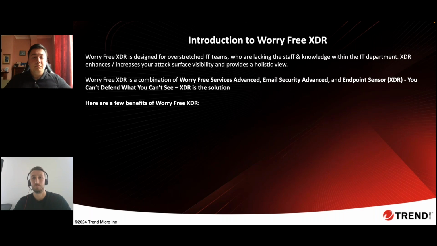So as mentioned, Worry-Free XDR is a combination of Services Advanced and the email piece, but also the XDR sensor. So the way I think of XDR and how it's a key solution to use is you can't defend what you can't see. XDR is the solution for that, because you have XDR sensors at different endpoints, whether that are mobile phones, servers, laptops, desktops, and those sensors will collate the data into the data lake for you to be able to understand what's going on. Is there any early warning signals of an attack, and how can I utilize this data to understand what's going on?